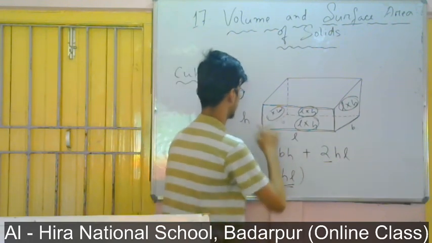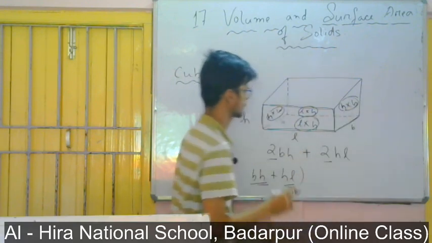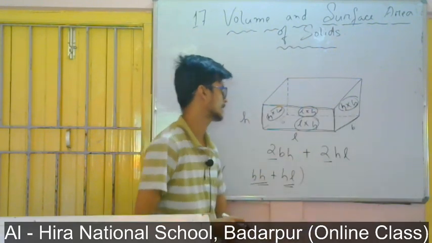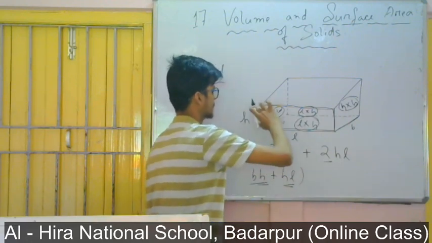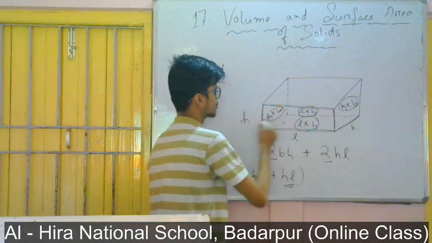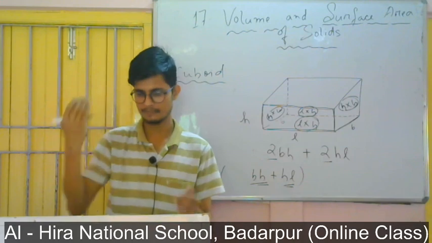Sorry, not L. This side it is H. So this side it is HB and HL you are getting. This one is the base, this is the height. So area of this one will be H into B, H into B. So this is the lateral surface area.